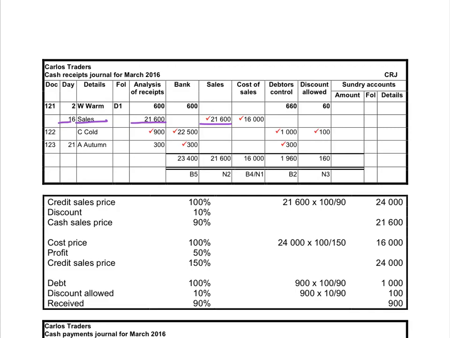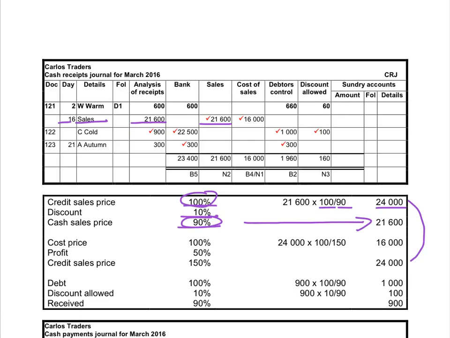The credit sales price is 100%. Discount is 10%, so the cash sales price is 90% of the normal sales price. That equals the amount that we received, 21,600. If we want to know what is the normal sales price, the one that we want at the top, divide by the one that we know, 90 at the bottom, and that will give us 24,000. We will use this 24,000 to calculate the cost price.